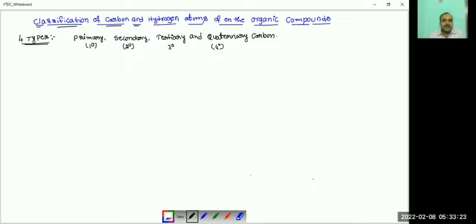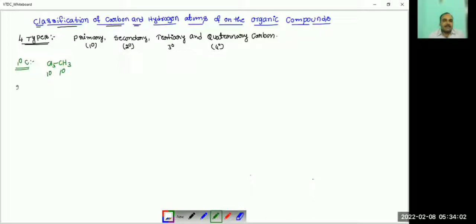The first one, how to take primary carbon. In the primary carbon, the carbon is bonded with only a single carbon atom. Then that is considered a primary carbon. This is the primary carbon, and this one is also primary carbon. Whatever hydrogens are there on the primary carbon atom are considered primary hydrogens.